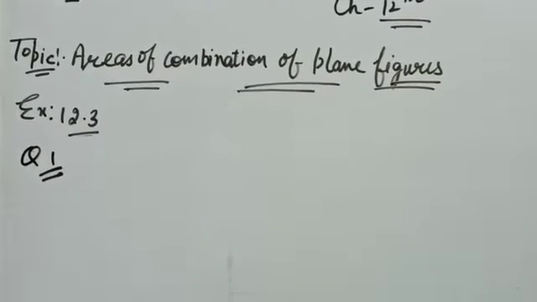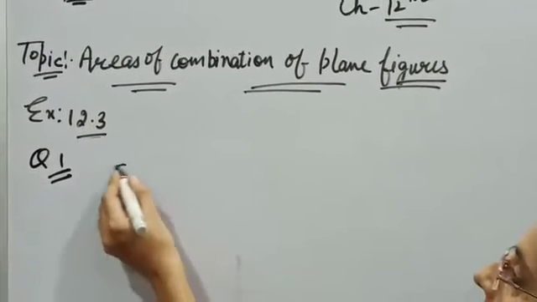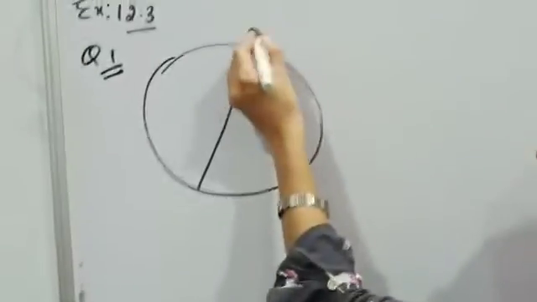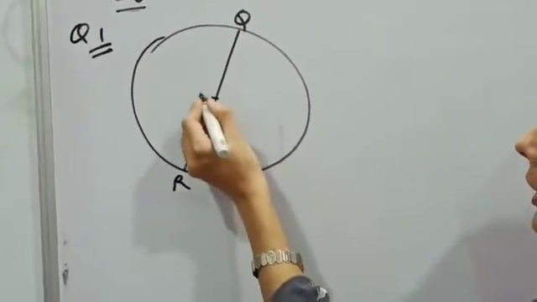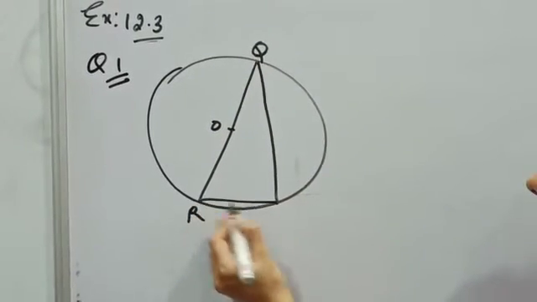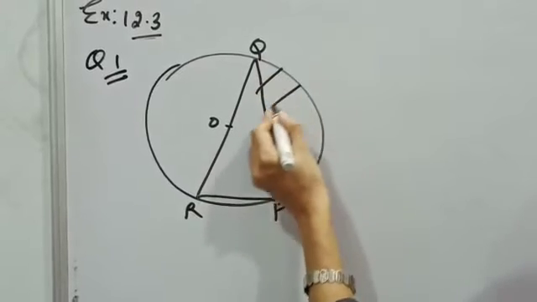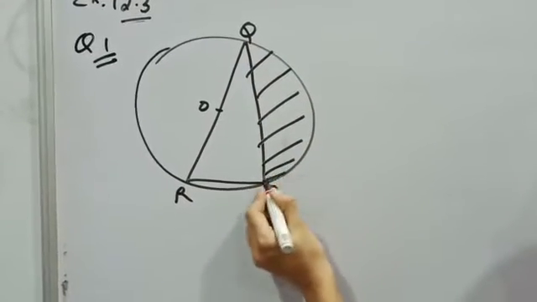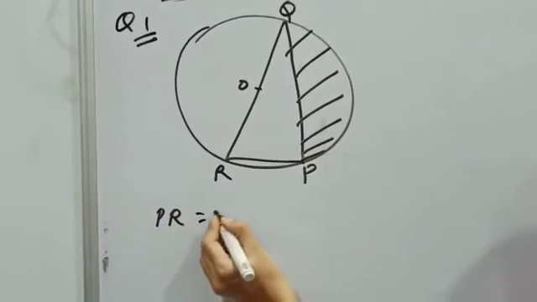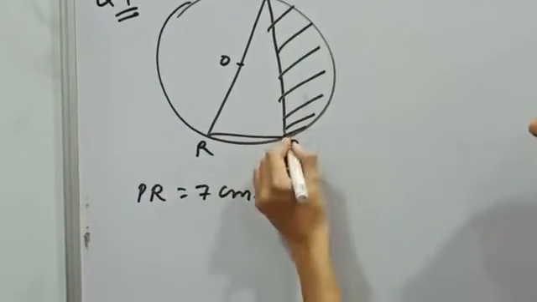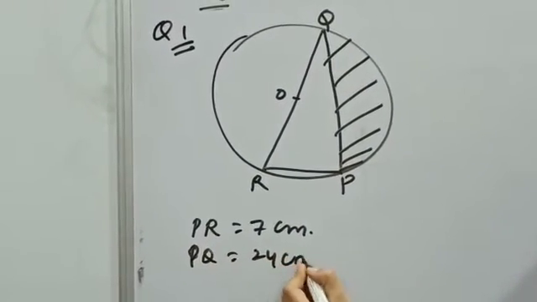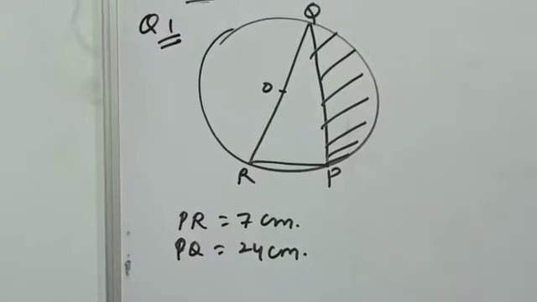It is given that there is one circle having a diameter with end points Q and R. Here O is the center, and another point is P. They are asking us to find this shaded area, such that PR is given as 7 centimeters and PQ is given as 24 centimeters. We have to find this shaded area.